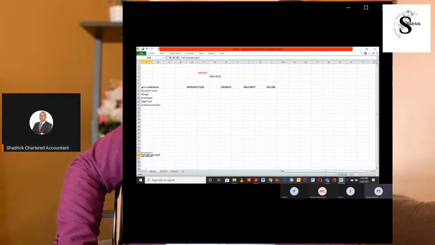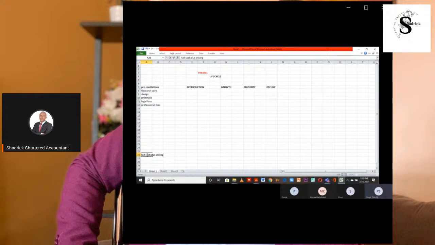What happens under full cost plus pricing is that we don't really care so much about pre-introductory costs, because all we do is look at the production costs. Then we add variable costs. We also add the markup. We arrive at a selling price. That is how easy it is to value things at full cost plus pricing.